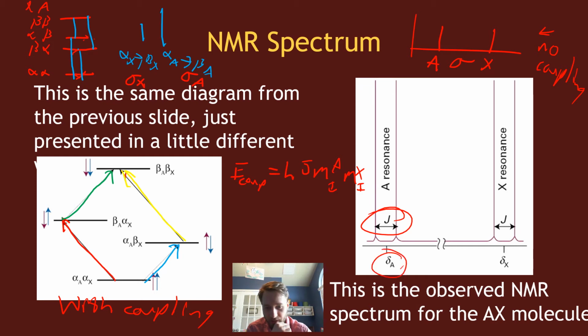Here, this delta A is like my sigma A, my shift for atom A. Without any coupling, I would have a peak that goes right in between these two. But because there's a coupling, that is now split into two peaks, shifted one half J up and down. And the same thing happens with atom X.